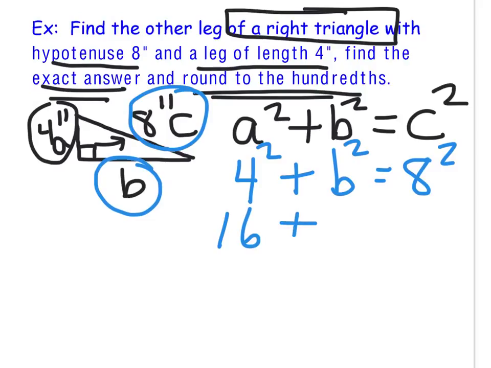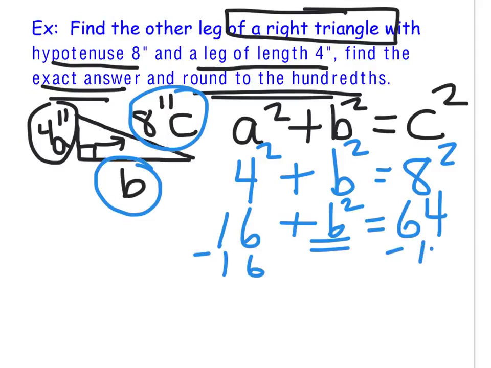All right, plus B squared equals, all right, 8 squared is 64. All right, now we're solving this time for B squared. So we got to get it by itself. So subtract 16 from both sides, and B squared equals 48. All right, so now you've got to get down to find your B. So you've got to square root both sides.